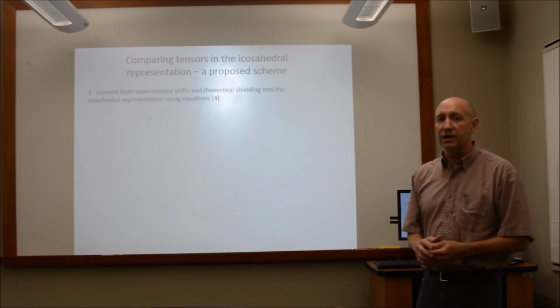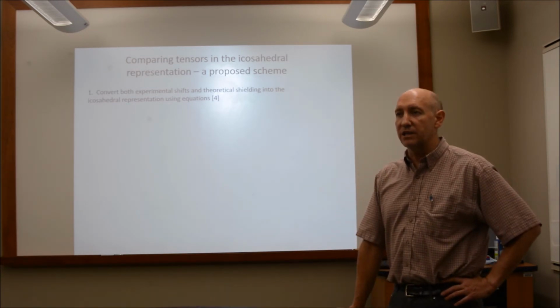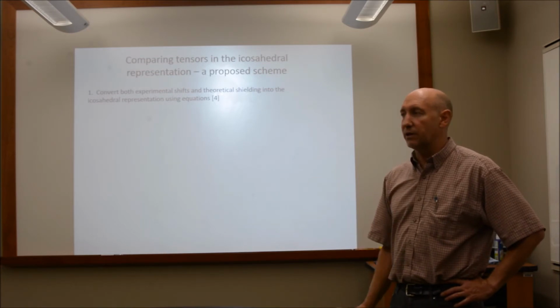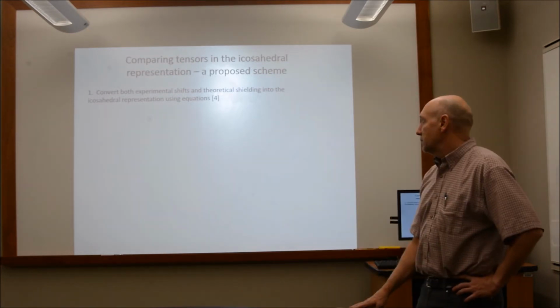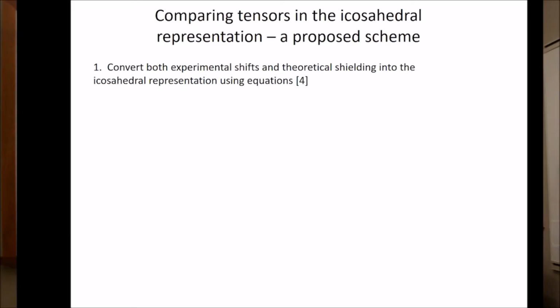So what I want to talk about right now is a recipe for how to do that. How do we actually get everything into this icosahedral representation and do the comparison? And this is just a formula that you can follow to get it to work. The first step is we have to convert both experimental data and theoretical shifts into the icosahedral representation. And here's the way we do it.